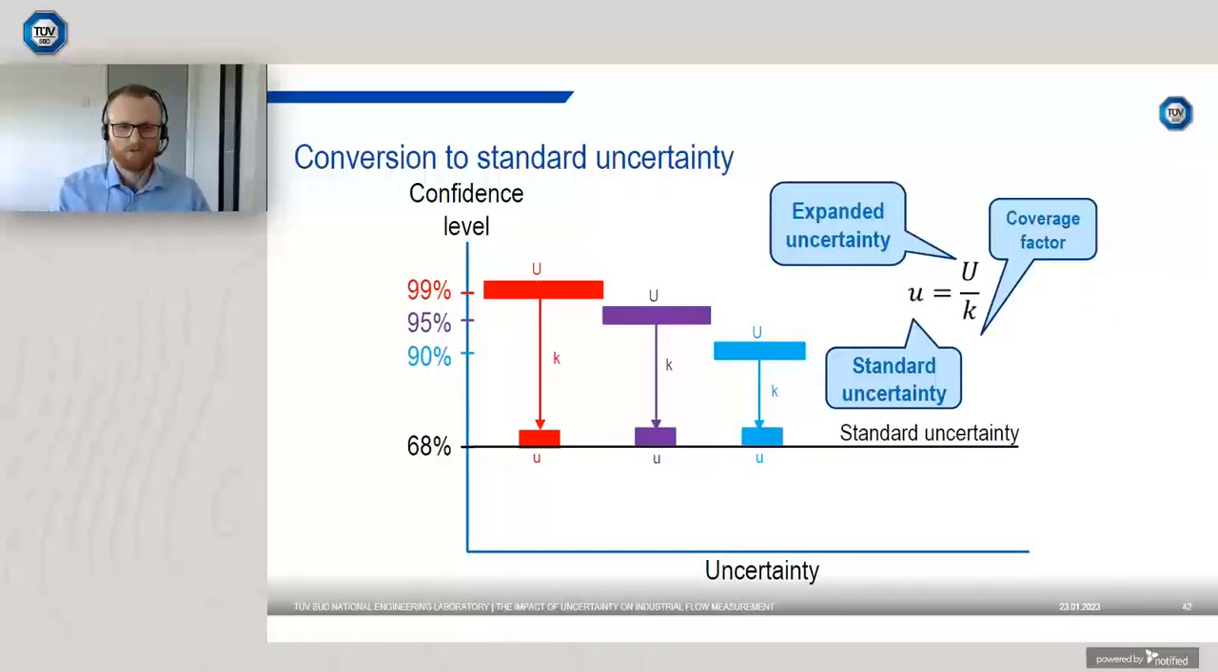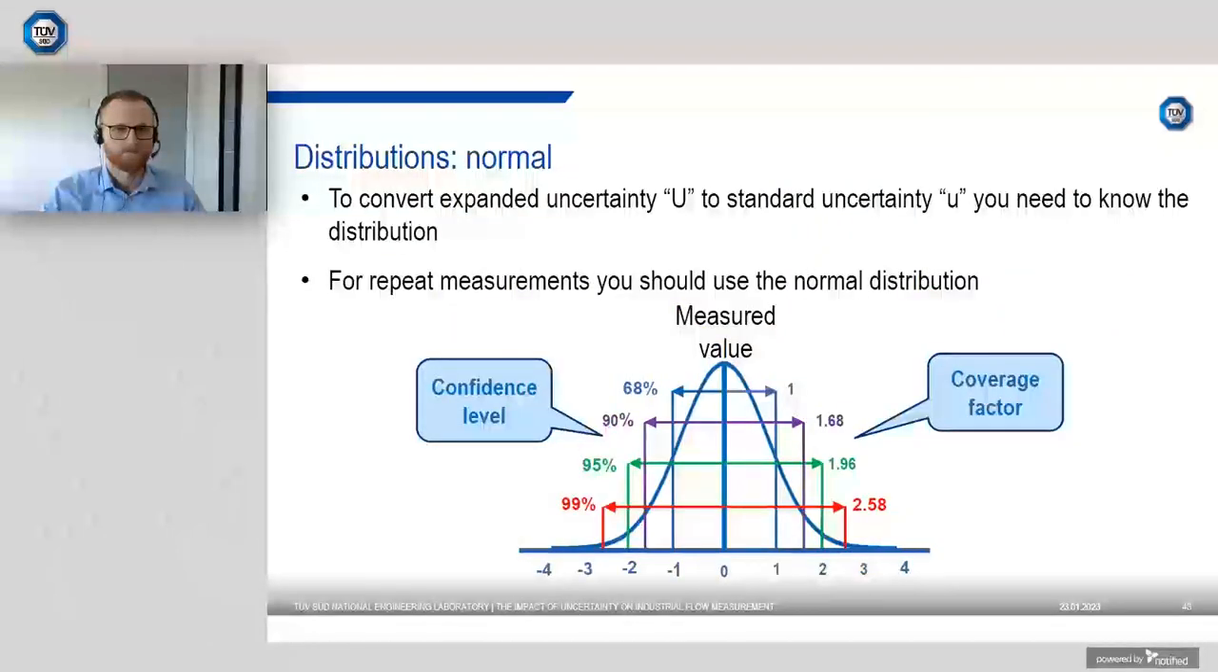Yeah, and this just illustrates it here. You have your expanded uncertainties on the top, and you divide by k, the appropriate k value, to get back down to your standard. Yeah, this is again just for a normal distribution. It's going back to what we showed previously.